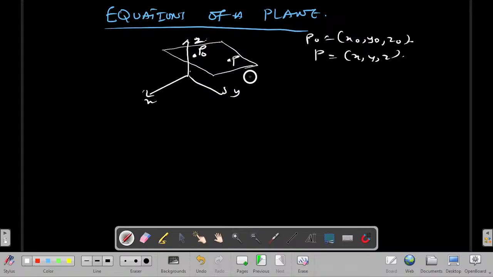Once I have these to the origin, I'll have my r naught, and I'll have my r. Then you can clearly see that the vector P naught P will become my r minus r naught. That's it, because this is my vector here. So here we are trying to find the vector, but what's the essence? How do we define the direction? What do we need actually? Here we are not going to find a vector.